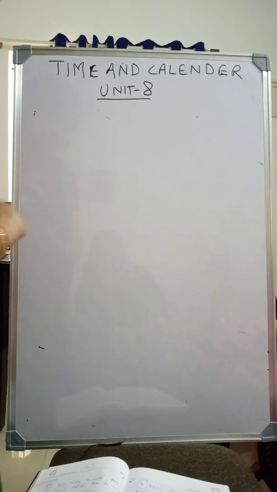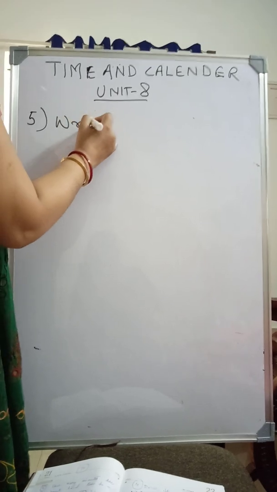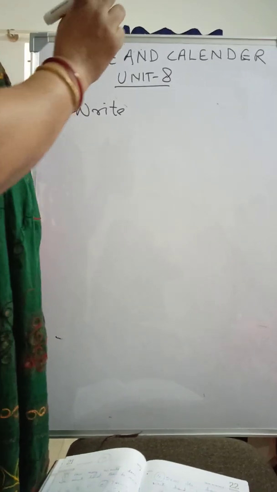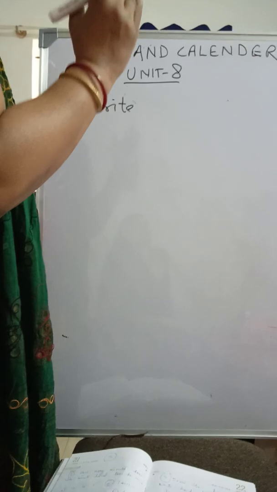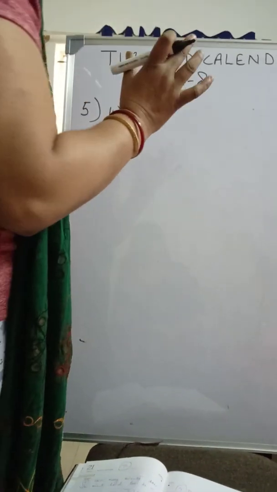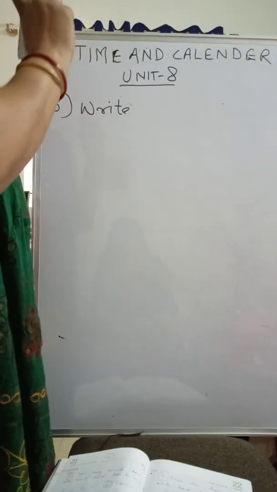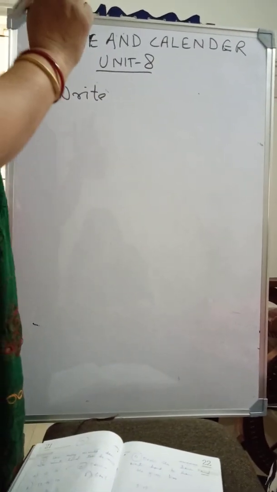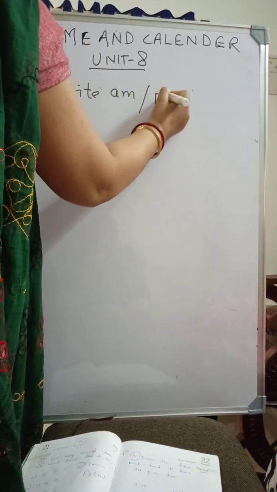In question number 5, you have to write AM or PM. AM is used from 12 o'clock midnight up to 12 o'clock noon, and after 12 o'clock noon to midnight, it is written as PM. So write AM or PM, right?